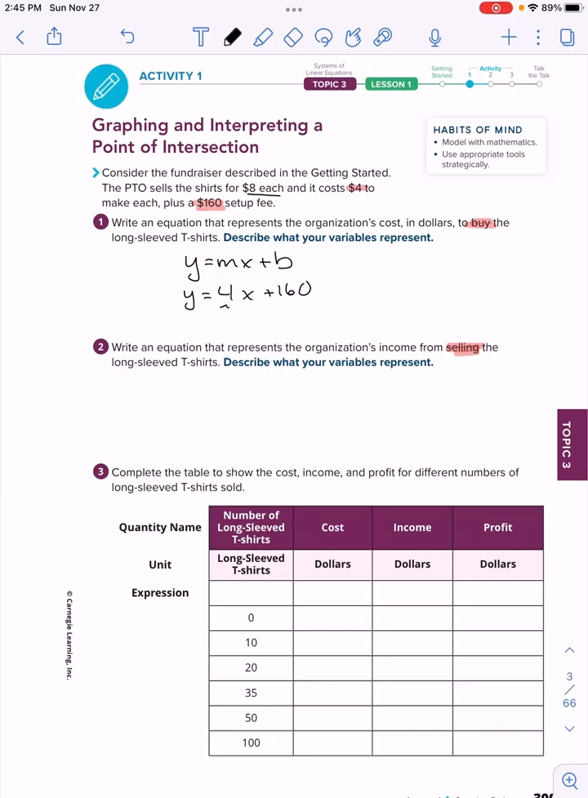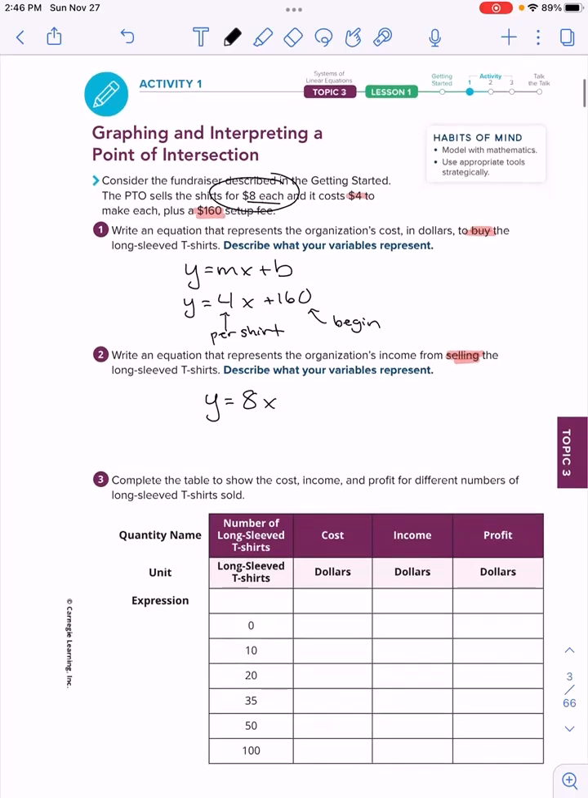Where we have 4x, this is per shirt in order to buy, and this is where we begin. So we go to the store, in order for them to design the shirt it's $160, and then we have to pay $4 for every shirt that we want to purchase. Then number two: write an equation that represents the organization's income. We're trying to raise some funds, this is a fundraiser, so we're selling it for $8 a shirt. There's no initial value, nothing where we begin with in terms of selling. So this is just y equals 8x.